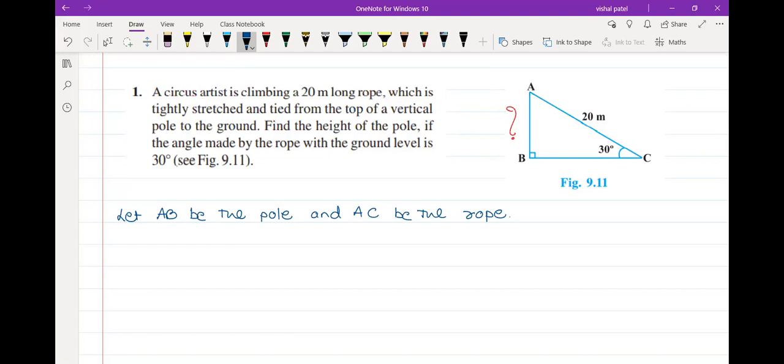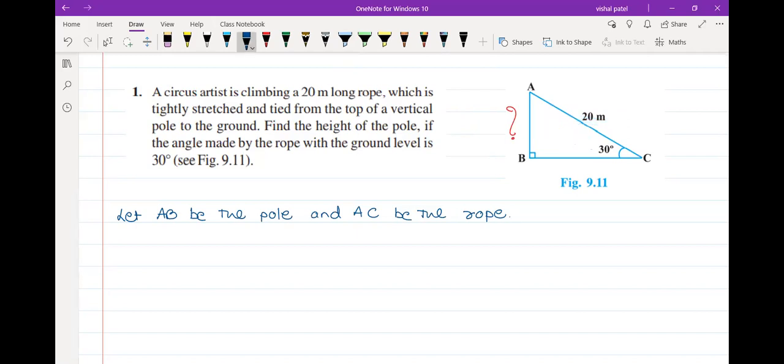Now comes the main thing, students, where you have to apply the previous chapter. Now see this, I'm showing in the figure. I have to find AB and they have given AC. For this angle theta, this is opposite and this is hypotenuse, right? So opposite upon hypotenuse comes in which trigonometric ratio? Students, can you tell me? Sine theta. Yes, opposite upon hypotenuse is sine theta.